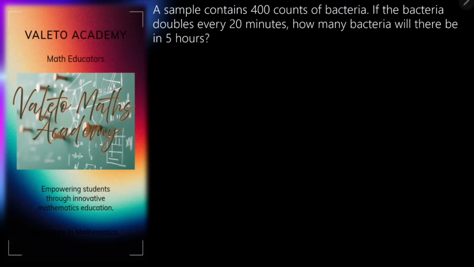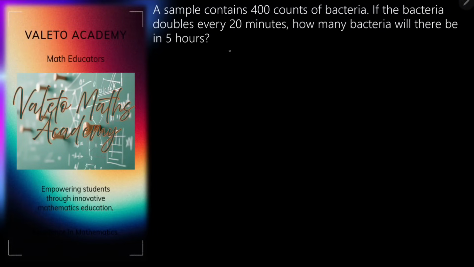A sample contains 400 counts of bacteria. If the bacteria doubles every 20 minutes, how many bacteria will be there in 5 hours? Please pay attention to this. A sample contains 400 counts of bacteria. If the bacteria doubles every 20 minutes, how many bacteria will be there in 5 hours? Okay, we look at this.